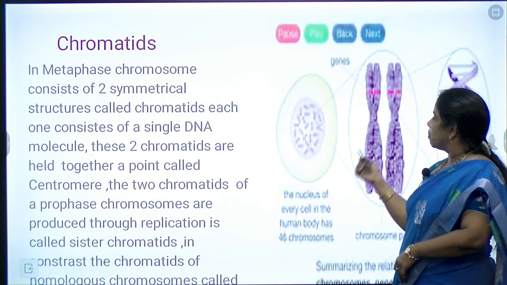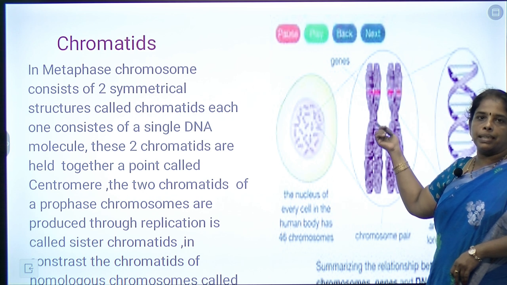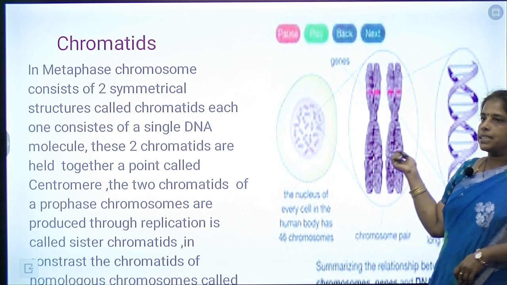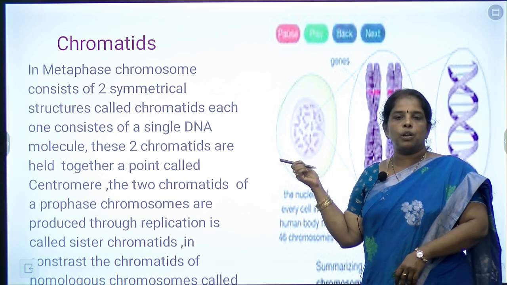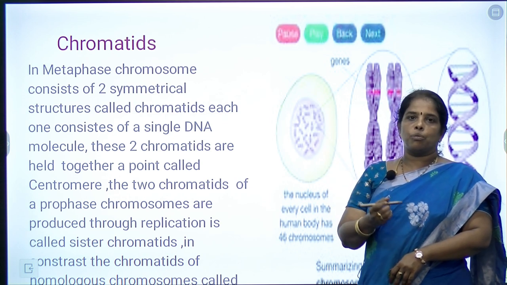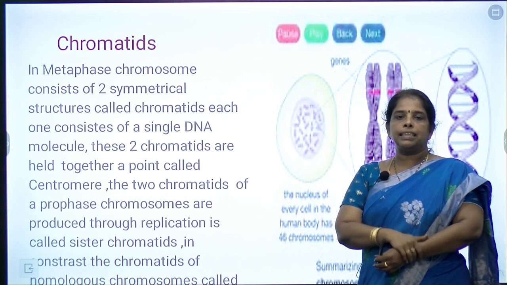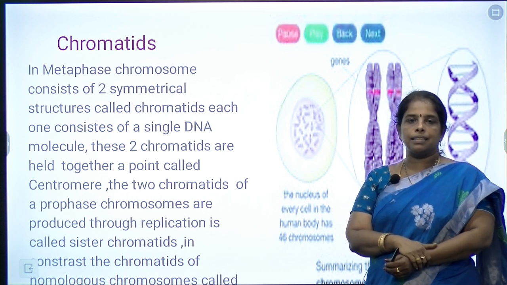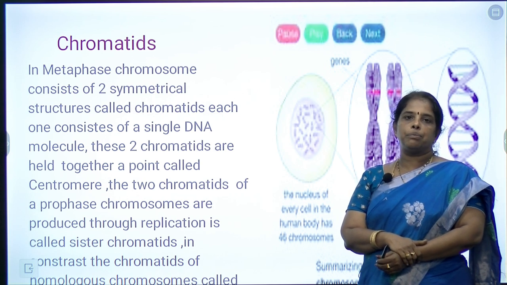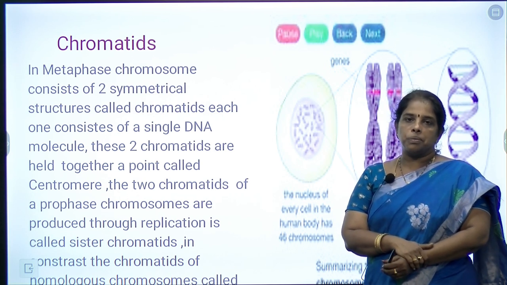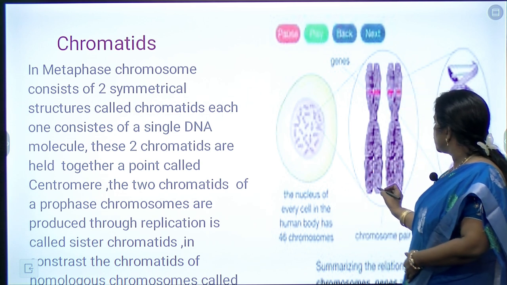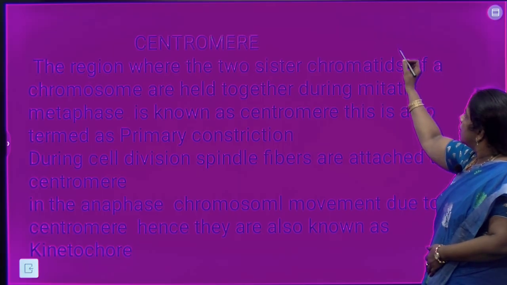So, a metaphase chromosome consists of two symmetrical structures. These are named the chromatids. Homologous chromosomes means that among the two sets of chromosomes, each chromosome in a pair is similar in structure, gene content, gene composition and gene arrangement. These two are named the homologous chromosomes. The chromatids formed from a single chromosome are called the sister chromatids.